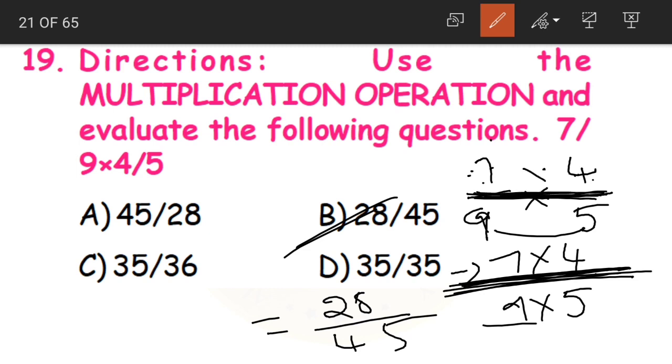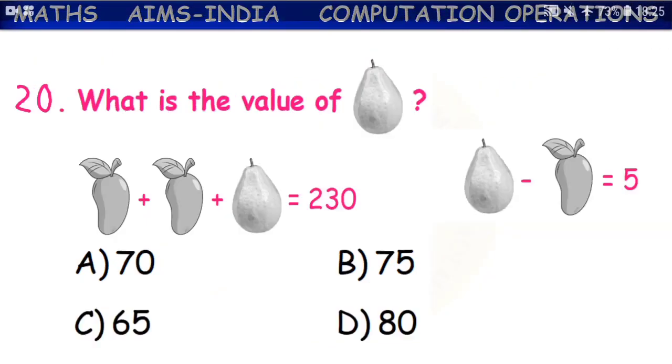I multiplied the numbers on top. Then I wrote the by symbol. That is, I put a dash. And then I multiplied the numbers in the bottom. 7 4s are 28 by 9 5s are 45.